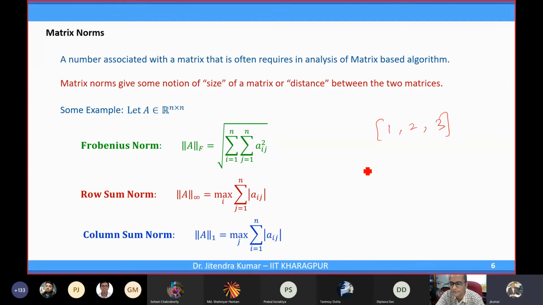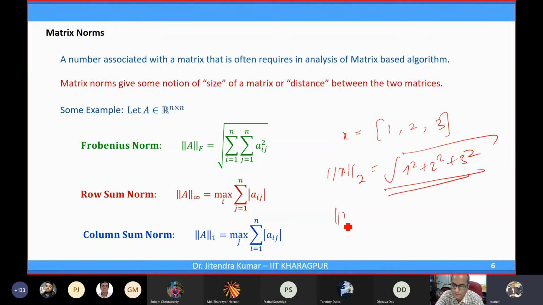For example, you have this vector. Here also we define the norm, meaning the length of this vector. That was the two norm: 1 square, 2 square, 3 square, right? This is also a vector norm. Similarly, the one norm is where you just sum all entries, 1 plus 2 plus 3, right? This is the vector 1 norm, with absolute values, of course, though in this case all are positive.